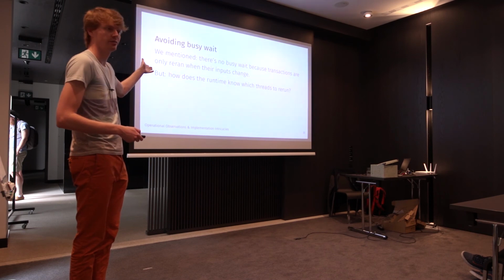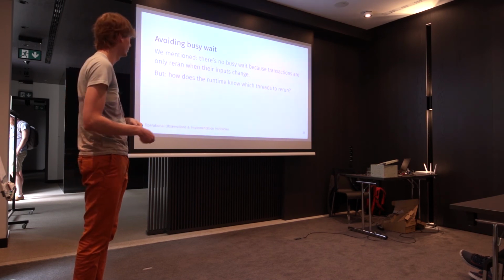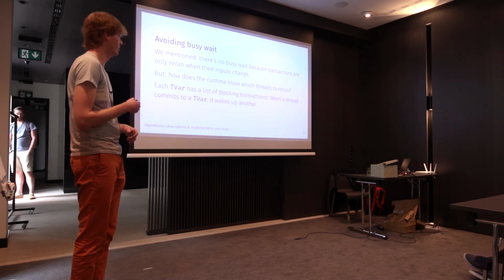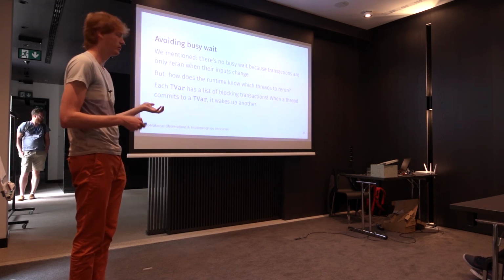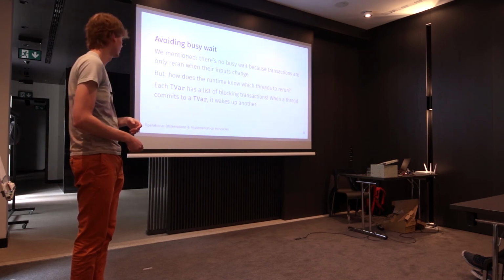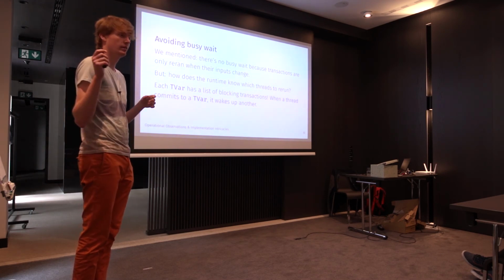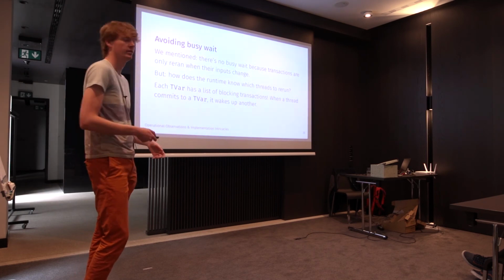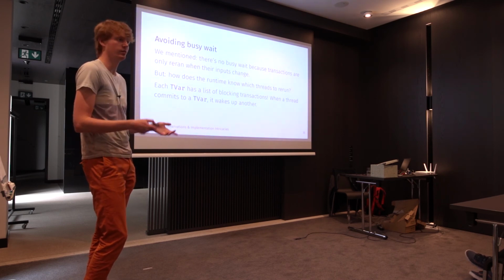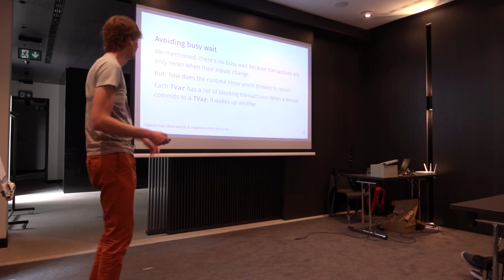That's the question: how does the runtime know which threads need to rerun? Each TVar actually has a list of transactions which block on it. That's attached. So when another thread commits to a TVar, it can wake up any one of these waiting things. This is the data structure they use to make this efficient.